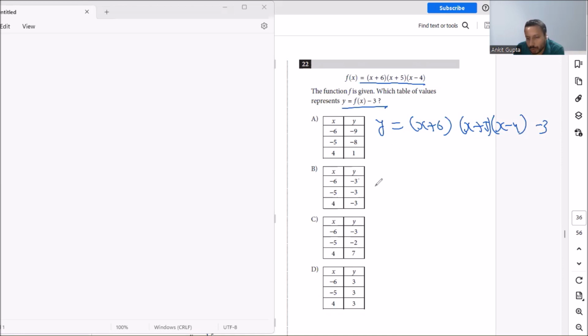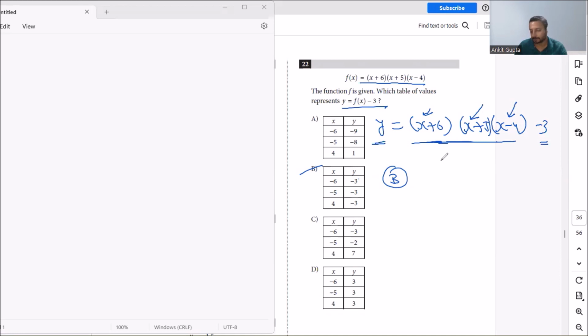If I have to glance through the option choices, I might probably look for a value of y which is equal to minus 3, because then that means that this value should be equal to 0. Let's look at option number B. Y is equal to minus 3 when x is equal to minus 6, which is true, because if x becomes minus 6, this value becomes 0. X is equal to minus 5, that means this value will become 0, and x is equal to plus 4, that means this value will become 0. So option number B will be the answer, where we are able to find all the three values which are satisfying this equation.